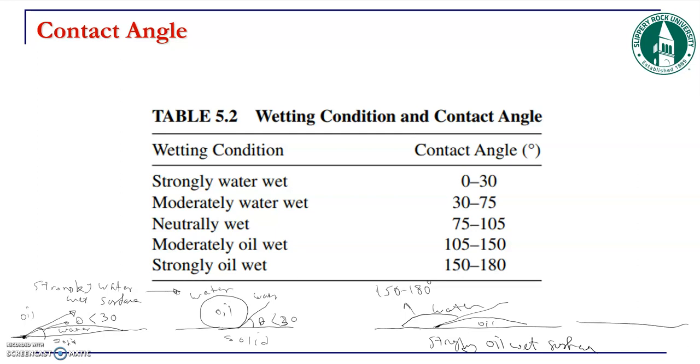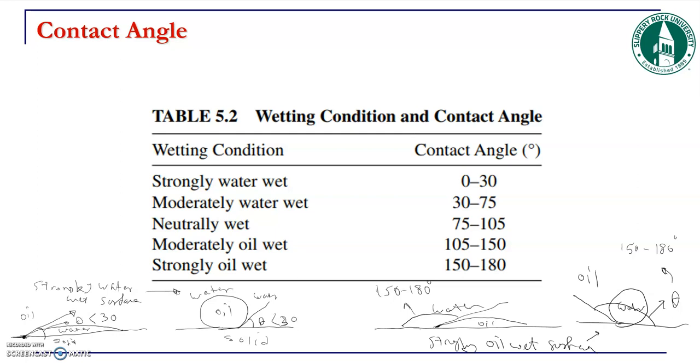Now if you draw this by using just a bubble of water, then water stays like a spherical shape here, and oil is here. That's also a strongly oil wet surface. Look at the contact angle again. Should I go this way or should I go toward water? I should go toward water, right? This is my theta, and that is 150 to 180 degrees.